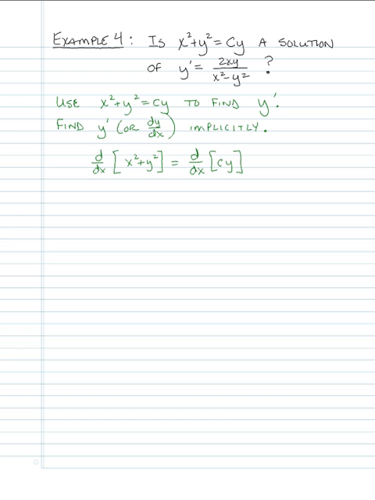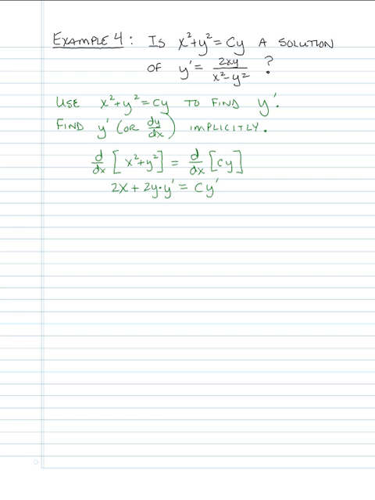Now, in the case of the left side, of course, the derivative of x squared with respect to x is just 2x. But the derivative of y squared with respect to x, if you recall, is 2 times y times the derivative of y, which is y prime. Now, on the right side, we have the derivative of a constant times y, and that's the same as the constant times the derivative of y. And of course, the derivative of y with respect to x is nothing more than y prime.